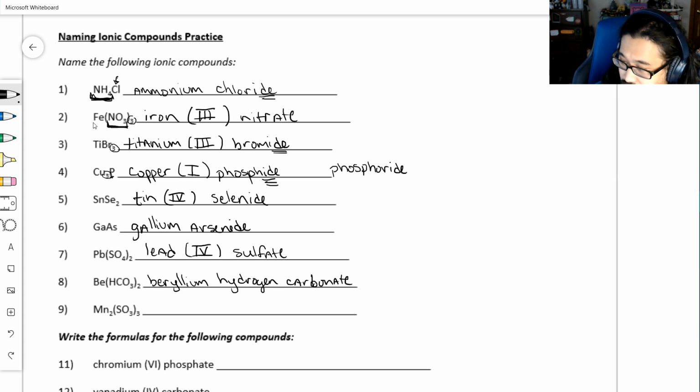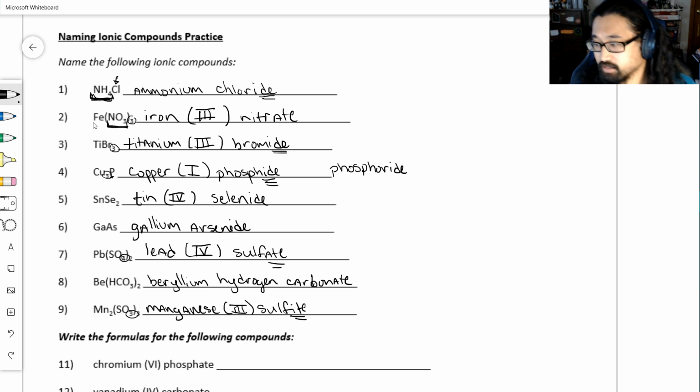The last one is manganese 3 sulfite. Right, watch that ending. This is a 3 here, and this is a 4 here. That's why they're different. I know it's manganese 3, and let me erase that circle because it may be hard to see.